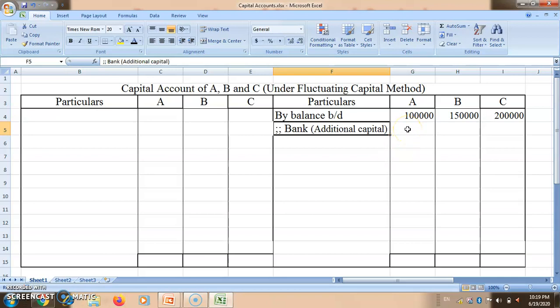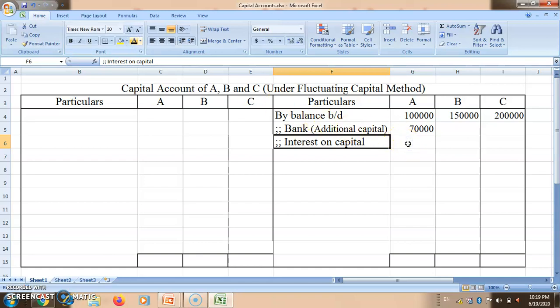So who introduces that? A introduced. How much? 70,000 is introduced. So 70,000 for A. And here it is given that 6% interest on capital will be given. That will be given on the opening balance. So interest on capital will be credited. So we will write interest on capital there on the credit side.